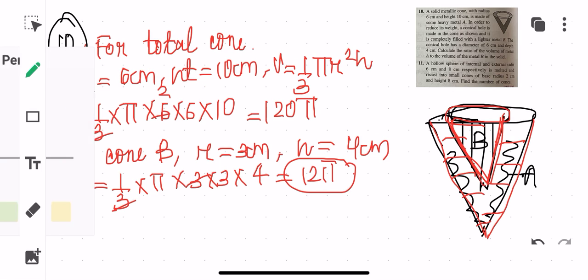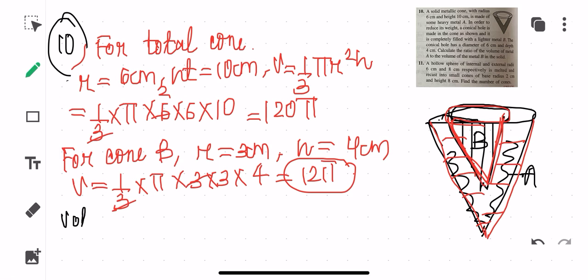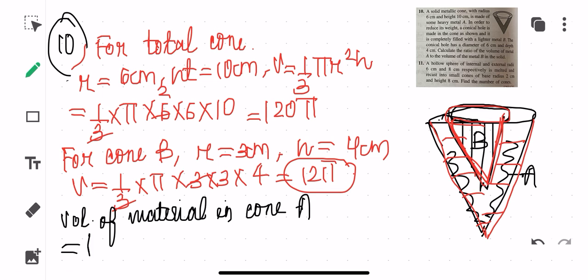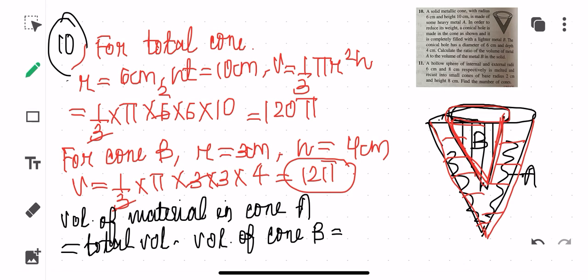And then you have to calculate the volume of cone A. So I'll be writing down like this: volume of material in cone A is equal to total volume minus volume of cone B. So what is the total volume that we have calculated, children? We have calculated 120 pi. And what is the volume of cone B? That is equal to 12 pi. So this is equal to 108 pi.